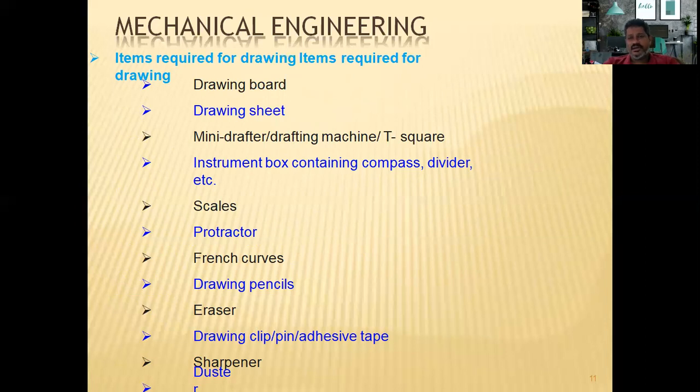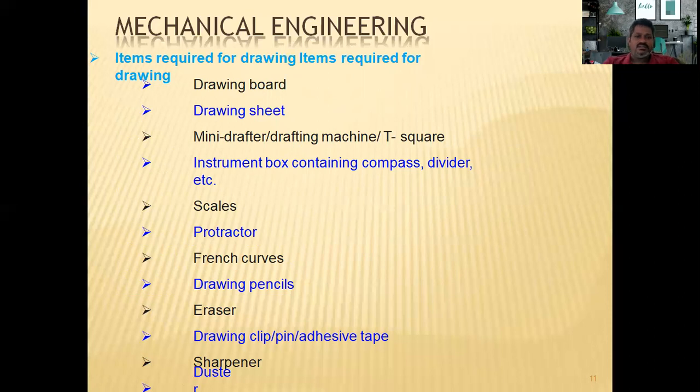There are different items required. So drawing board is basically, we require a drawing sheet on which we are going to draw the actual drawing. Mini drafter we require. I will show you the figures of all these components, which are the items required for drawing the engineering drawing. A mini drafter we require, a drafting machine, otherwise we require the drafting machine, T-square we require.